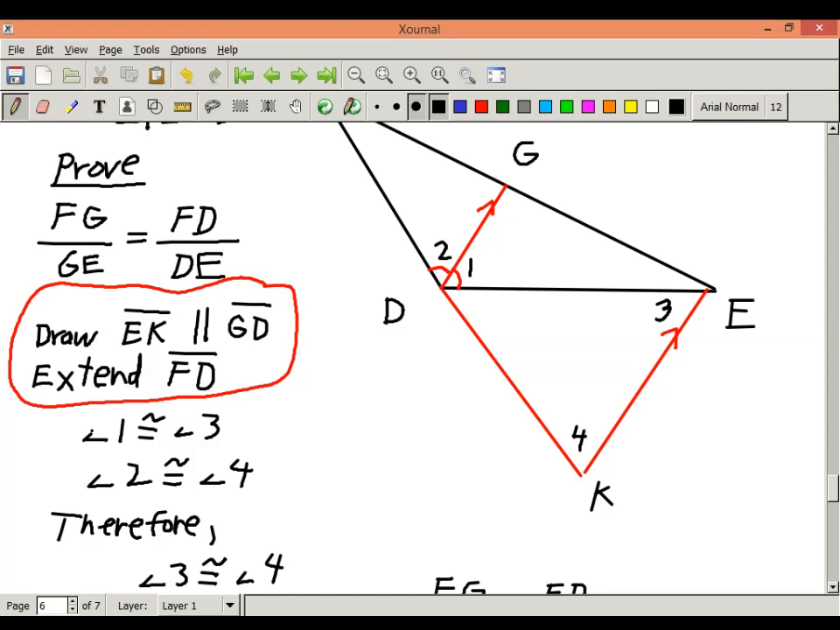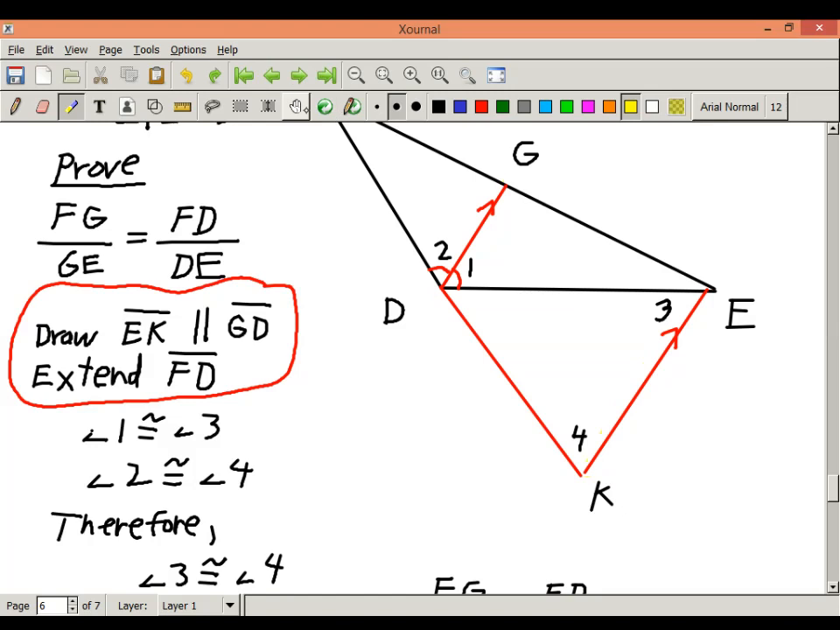Now, look in my proof here. These are just kind of notes, really, instead of a 2-column proof. Angle 1 is congruent to angle 3. So you see, hopefully, this letter Z here. And so when you have the letter Z, you got two parallel lines cut by a transversal. Angles 1 and 3 are congruent because alternate interior angles are congruent. So angles 1 and 3 are congruent. Let's keep that in mind.